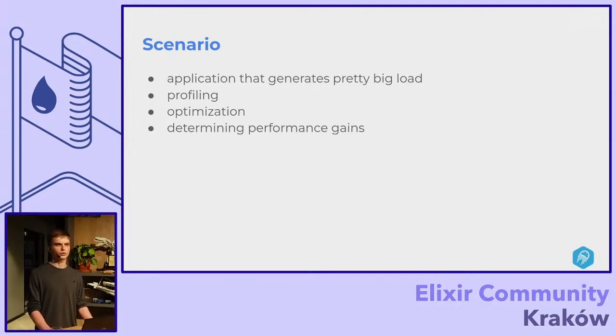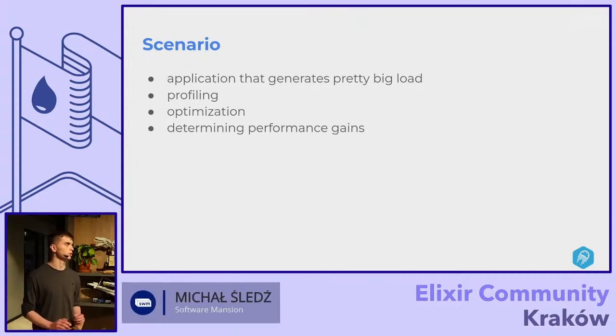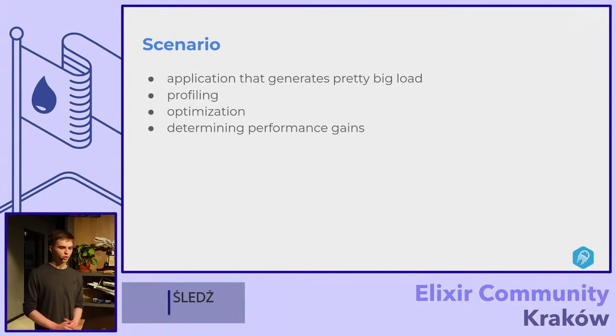There are plenty of already existing tools that you can use for profiling, like eprof or fprof. You can generate some flame graphs. So let's assume that we did some profiling. We also did some optimizations to our code. And the question is, how can we know whether those optimizations introduce significant performance gains?